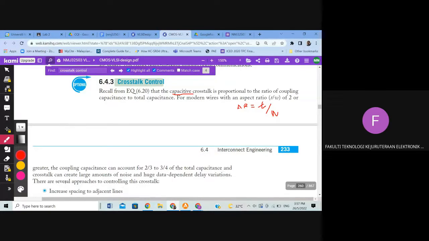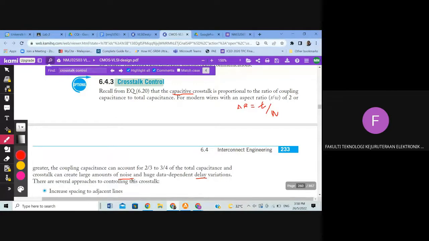And the crosstalk can create a large amount of noise. So remember, the effect of crosstalk is that it creates noise to your chip or your system and also delay. Remember these two. That's actually the effect of crosstalk, which we don't want in our chip. We want to reduce as much as possible the noise and delay in our chip.